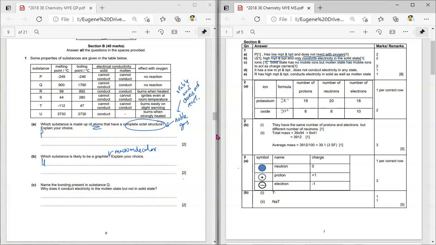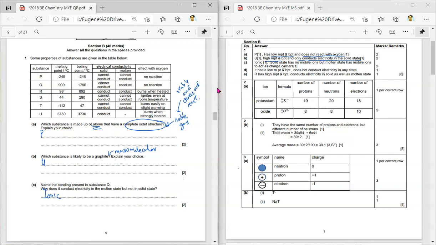C, name the bonding present in substance Q. If you look at it carefully, substance Q has a relatively high melting and boiling point, cannot conduct electricity in solid but can in molten state. Most probably, looking at this property, it's a compound. What kind of compound? Ionic compound. So what kind of bonding? The answer will be ionic.